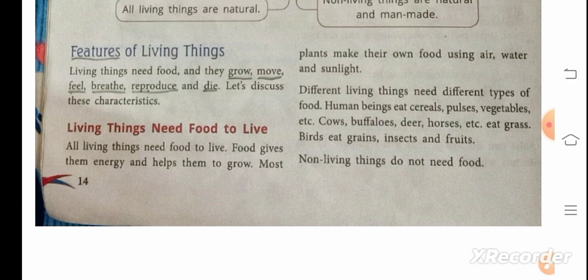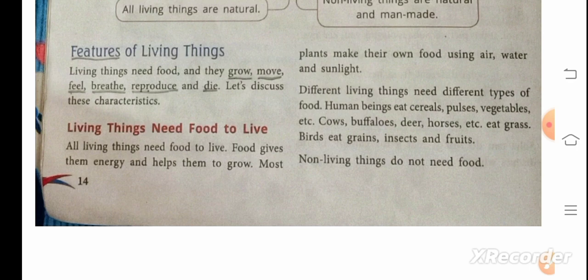All living things need food to live. All living organisms need food. From food only we get energy, so only then can we survive. Food gives them energy and helps them to grow. By getting energy we can speak, talk, run, walk, and play with our friends. Yes or no? And we also grow.